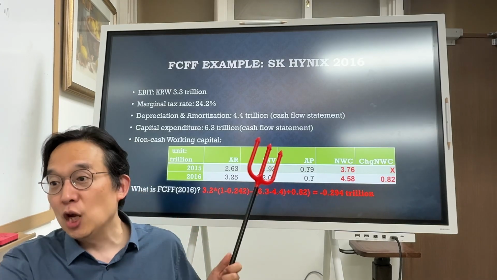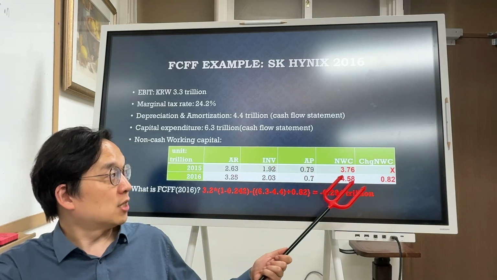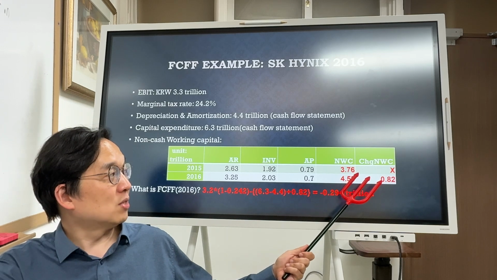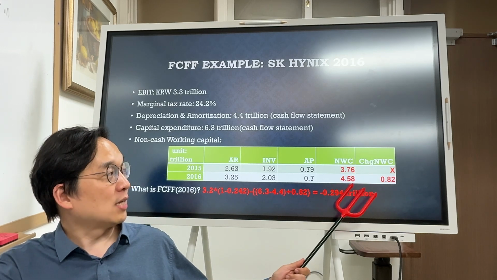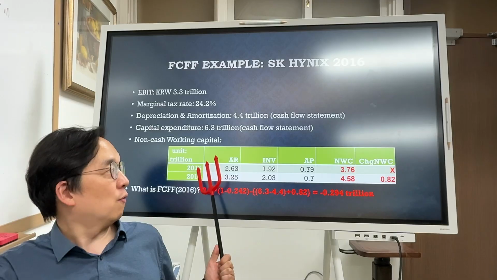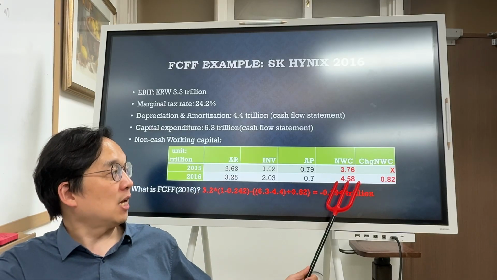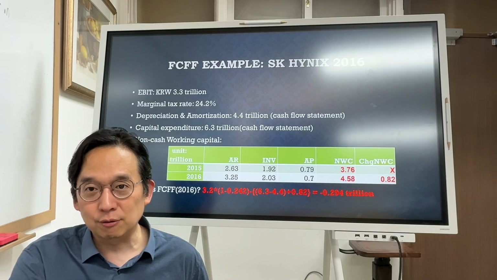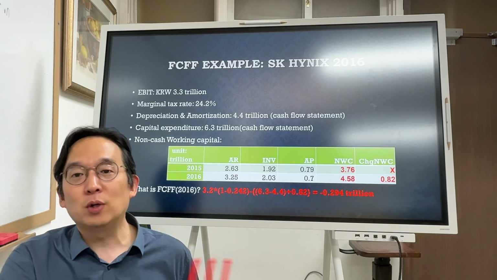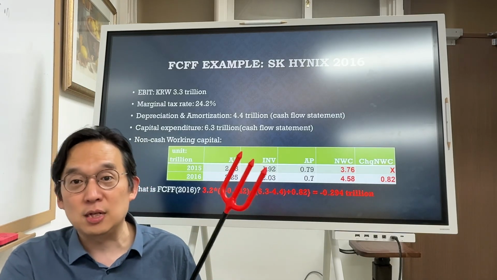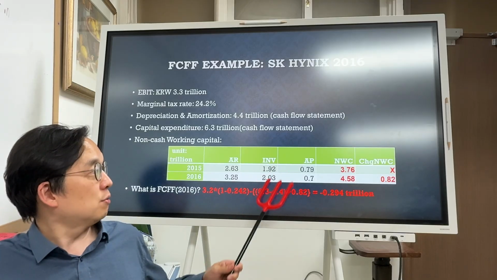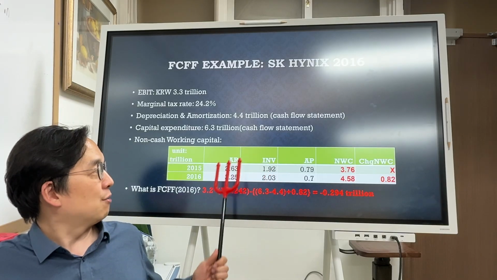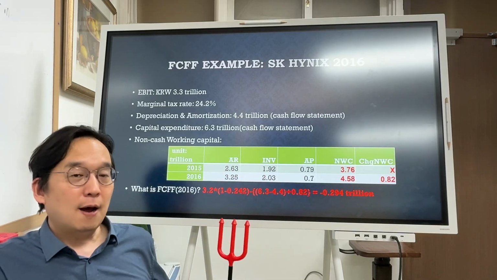What is the free cash flow to firm based on these calculations? Well, on the next page, I show you my calculation. 3.76 is the non-cash working capital balance at the end of 2015. In 2016, it increased to 4.58 trillion Korean won, which means overall the working capital, the inventory, increased, okay? As you see, and then accounts receivable increased.